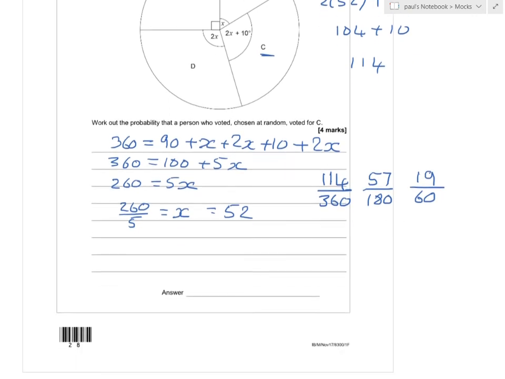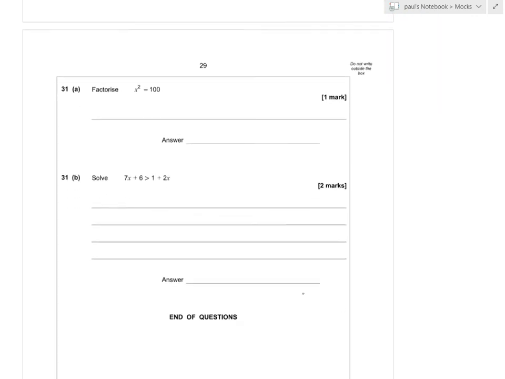Always a lot of questions in this. Factorise. Difference of 2 squares. Square root of x squared is x and x, and we've got a plus and a minus. Doesn't matter which way round it goes. Square root of that is 10.